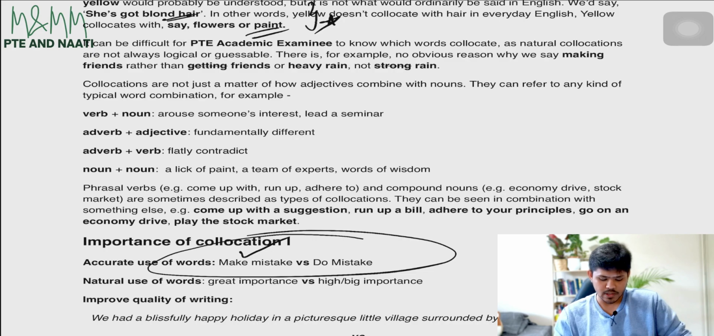All right. The next one, great importance versus high or big importance. Which one do you think is the right answer?